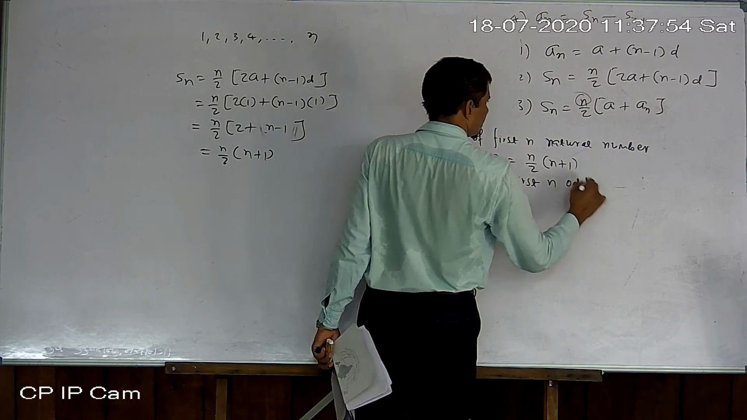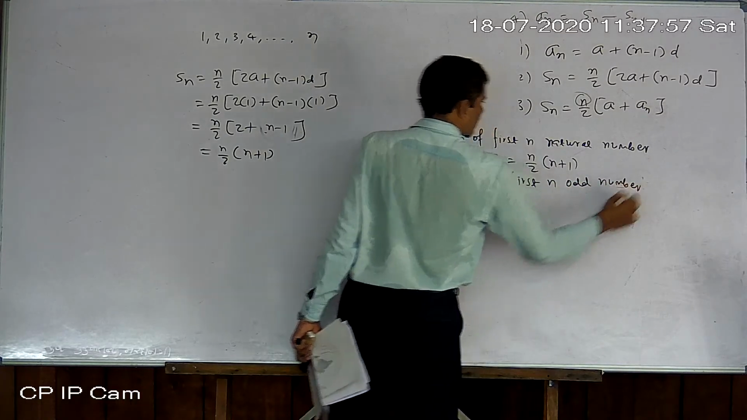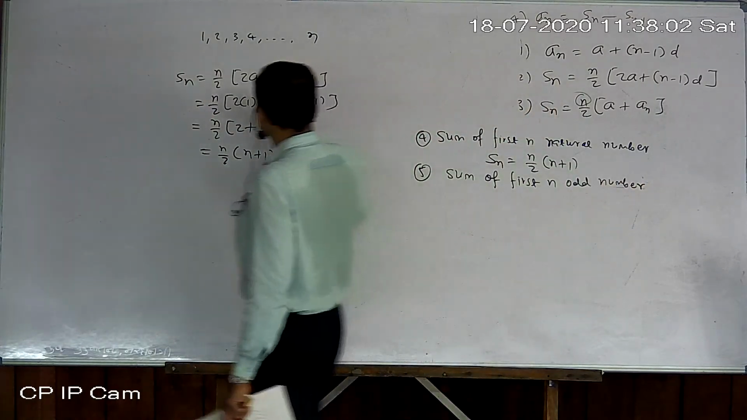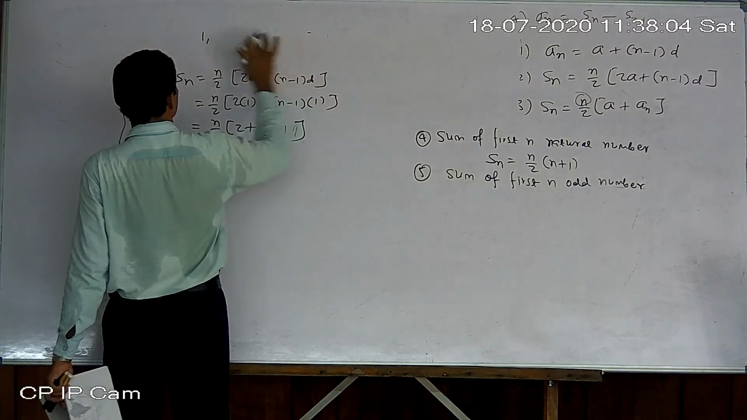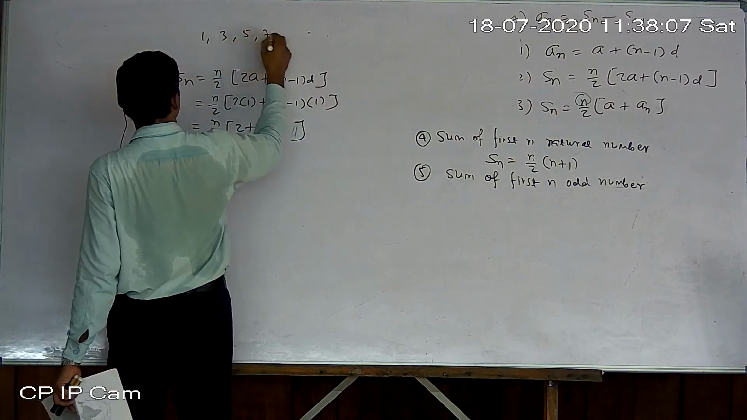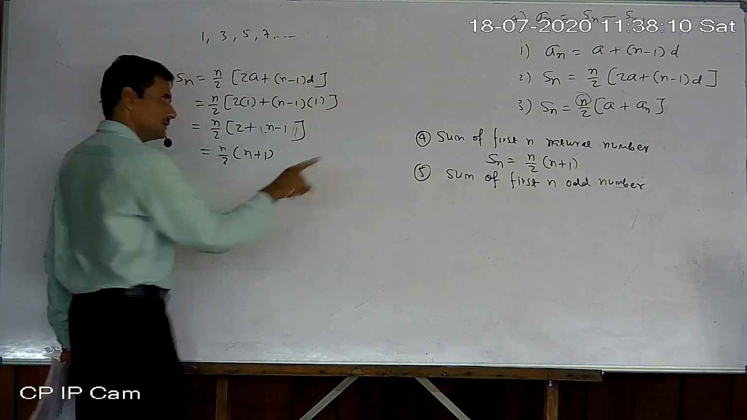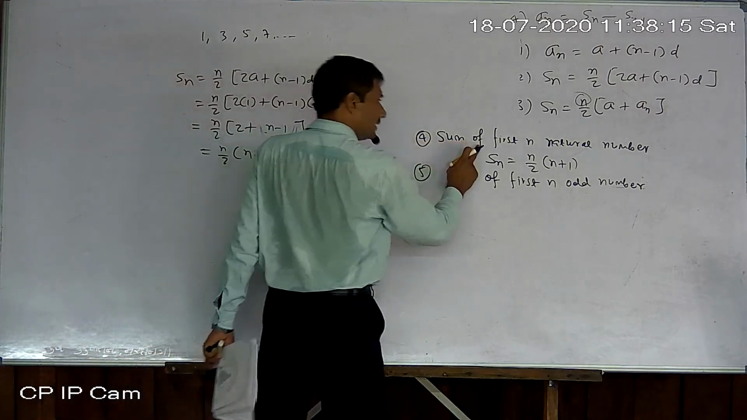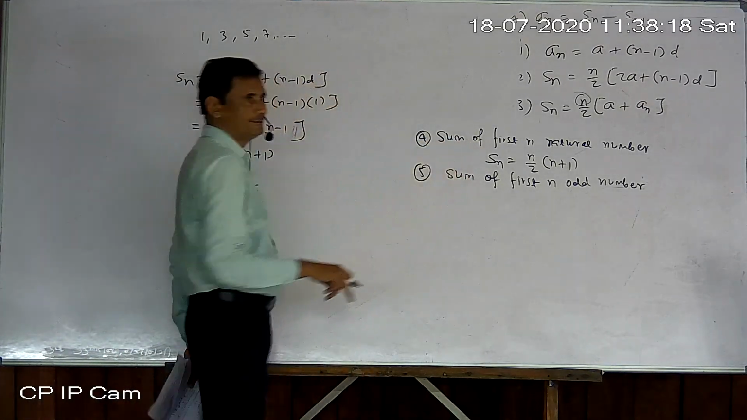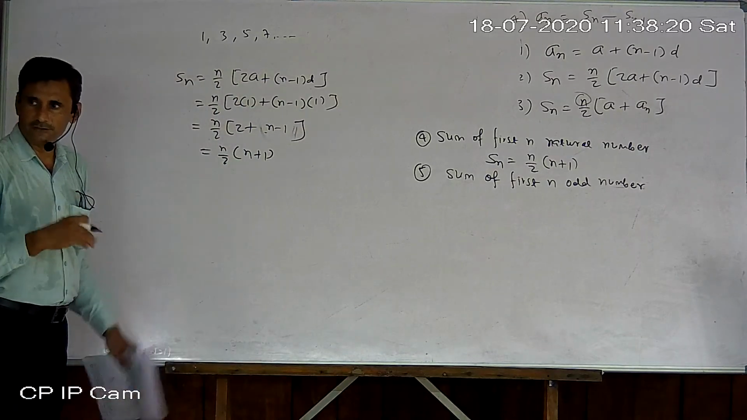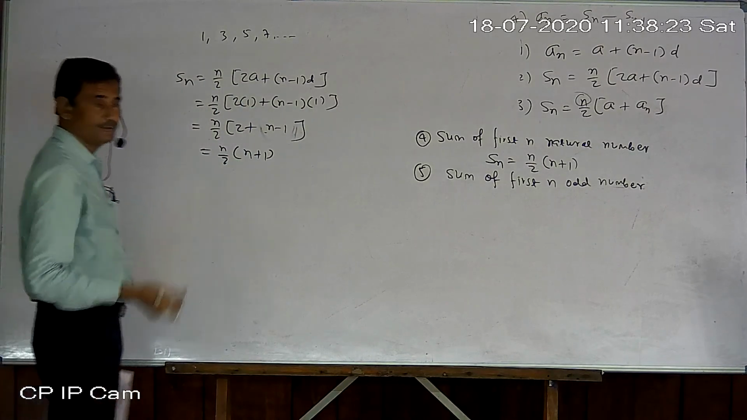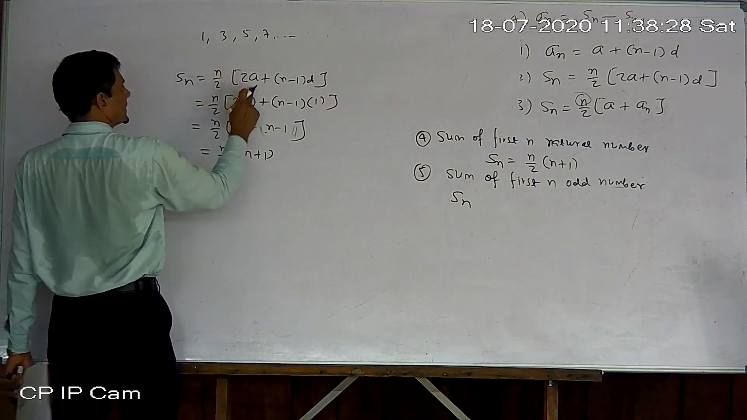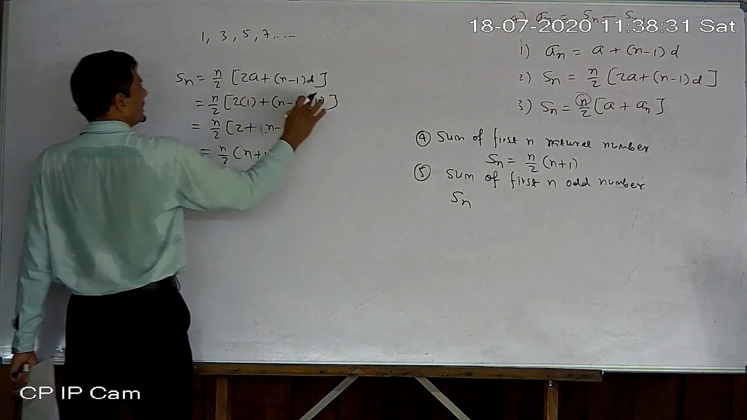n odd numbers. Now we are not taking all numbers, only a few, just like 1, 3, 5, 7 like this. How many numbers? n numbers. The last term will not be n, but the number of terms will be n. So now in the same way, the first term is 1 only, but the difference will be 2.